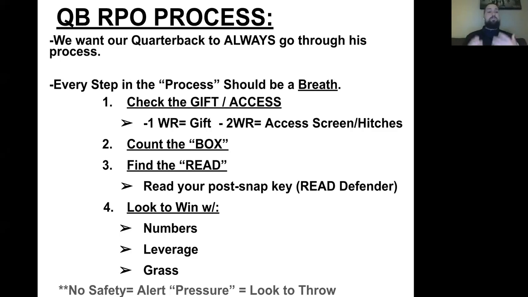Now, if I look over and I've got somebody taking away my access or my gift, now that means we've removed somebody from the box to the away side. So I count the box, okay, and I need to find where my read is. So in that third breath, I've found my read. Then after I've snapped the football, I'm looking to win with numbers, leverage, and grass. And I see that access pre-snap. But if I can tie that process to my breath, breath one, step one, breath two, step two, breath three, step three, snap the ball, and we got to go play, okay?